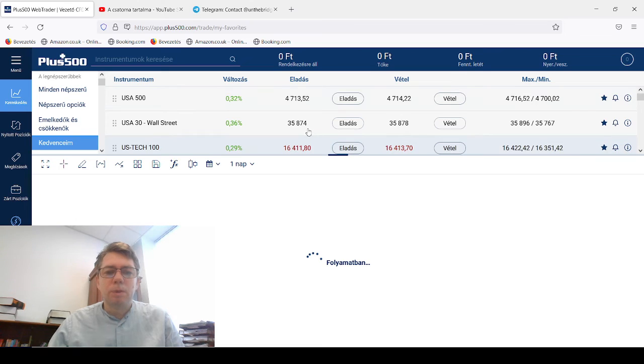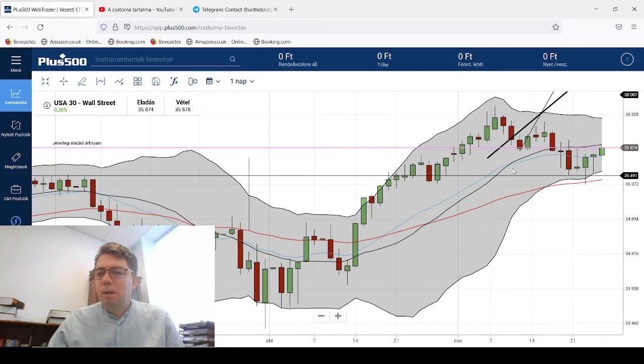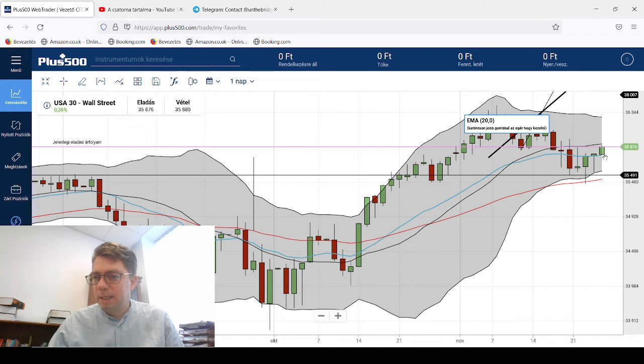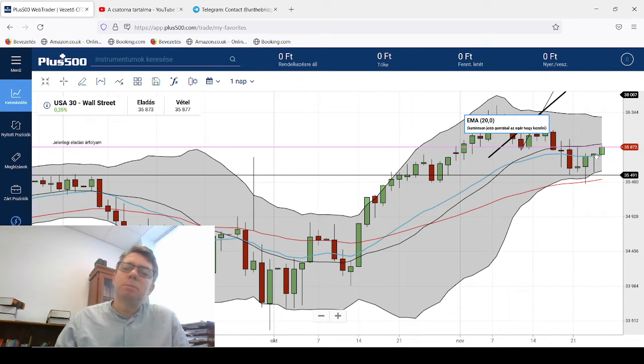Okay, let's go over to Dow Jones. That's Dow Jones on the daily chart. On the daily chart, we came back above the 20-day EMA, which is a bullish sign for me. So it's time to long Dow Jones.